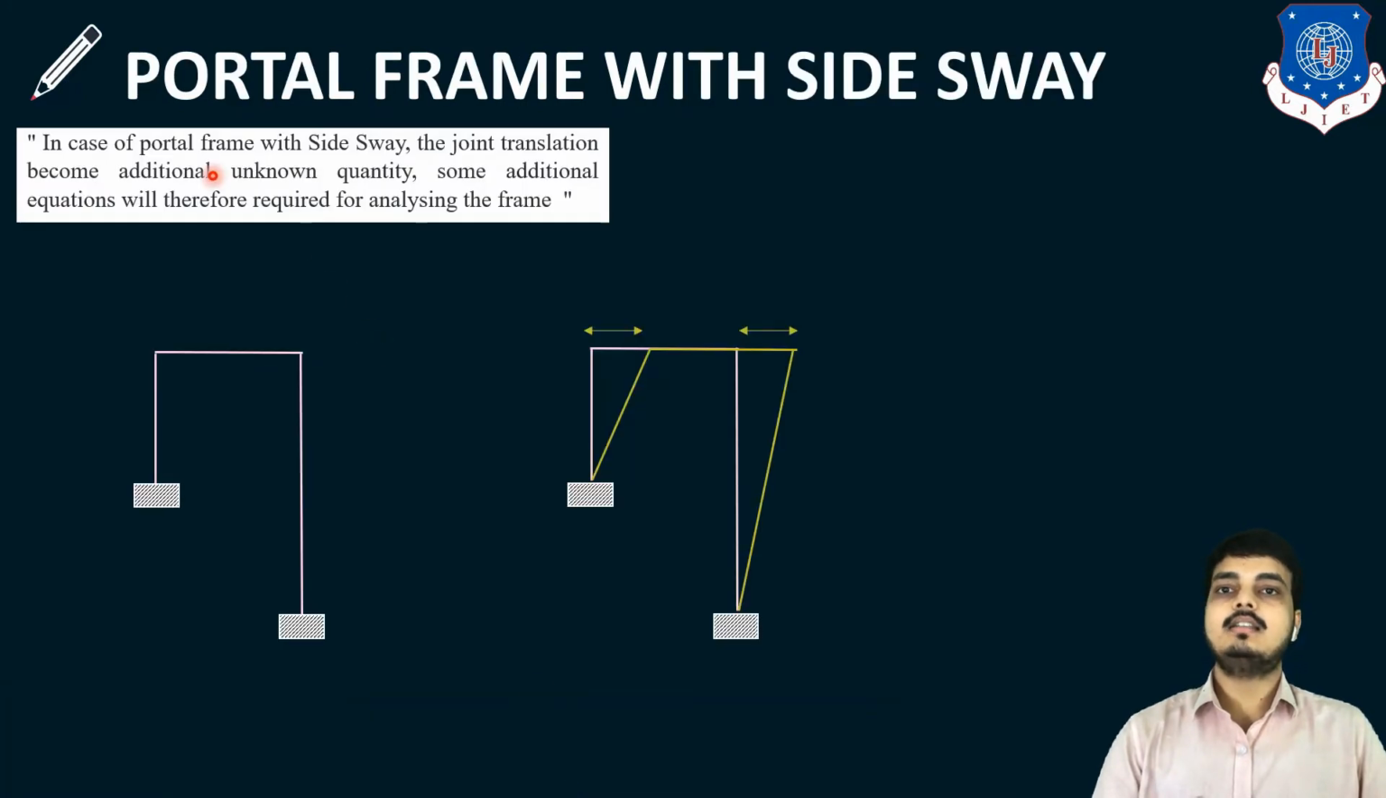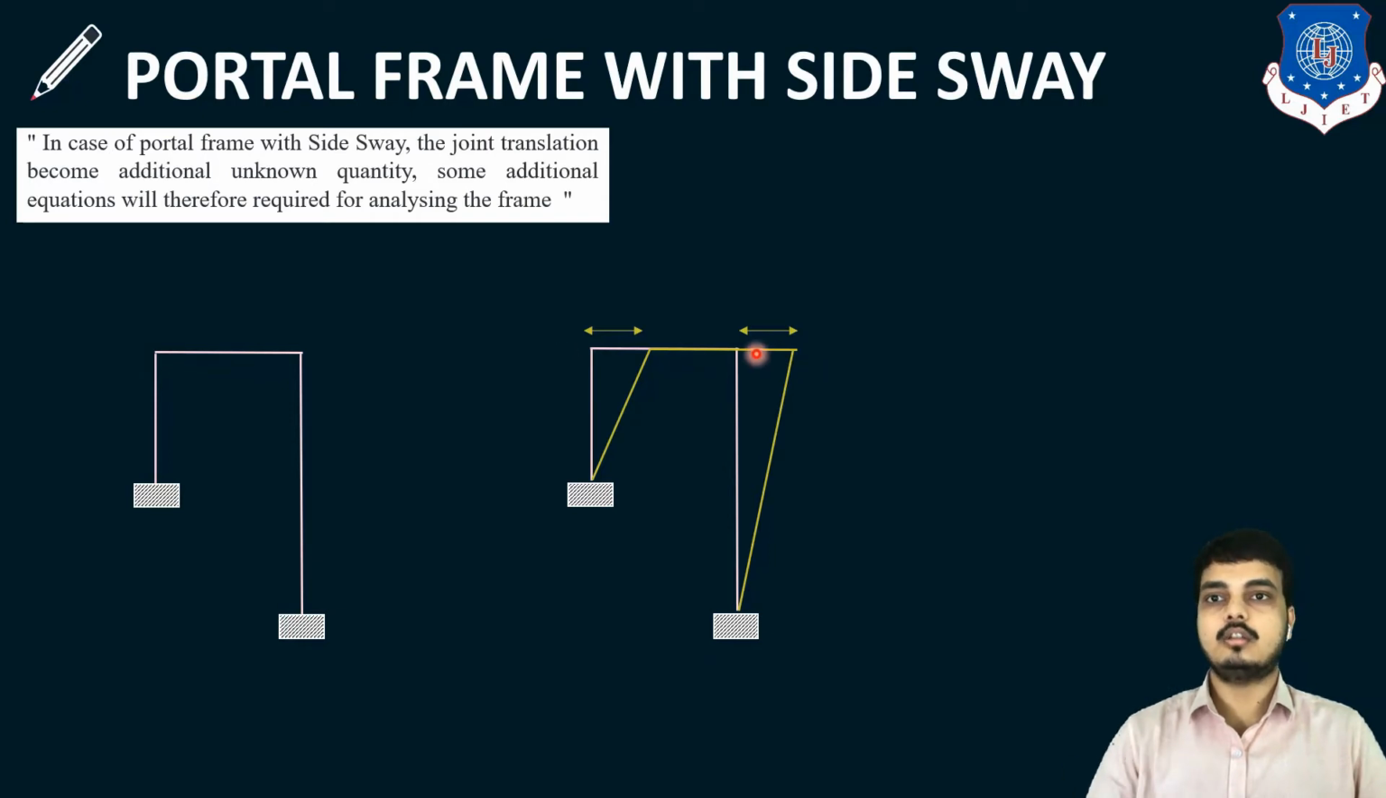Now this is the concept of sway. Now, portal frame with side sway. In case of a portal frame with side sway, the joint translation, or say rotation, becomes an additional unknown quantity. Some additional equations will therefore be required to analyze the frame. What it says is, if there is sway occurring in this particular kind of frame, there will be an effect like this.